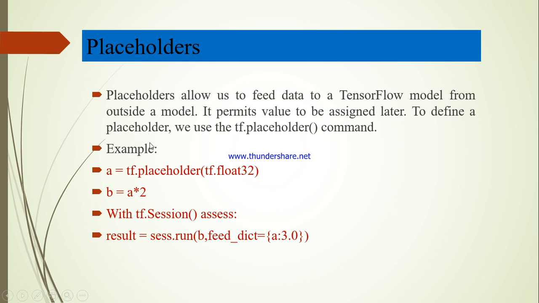If you want to define a placeholder, you can follow the syntax tf.placeholder. There are n number of benefits if you use a placeholder. For example, you can say a = tf.placeholder(tf.float32). Then we can assign b = a * 2, and if you use the tf.Session keyword, you can write result = sess.run(b, feed_dict={a: 3.0}), like that. Since it's a basic tutorial, once you go for the implementation in Google Colab, you will get more idea. So I hope you have an idea about the programming elements like constants, variables and placeholders.